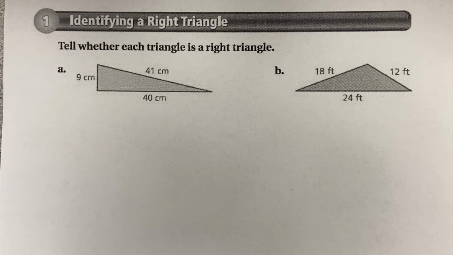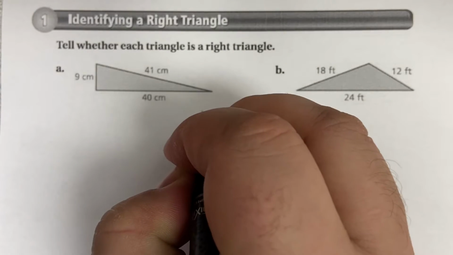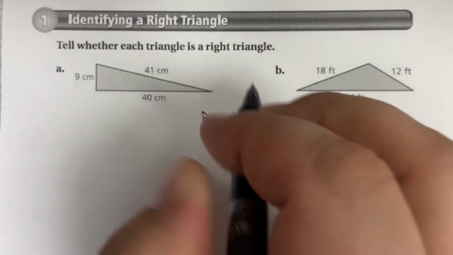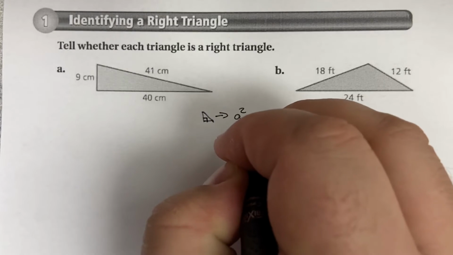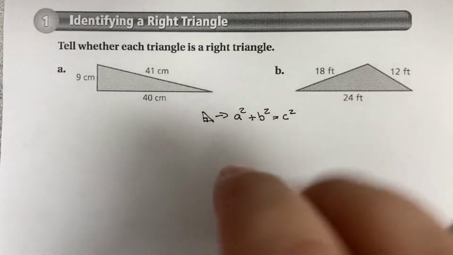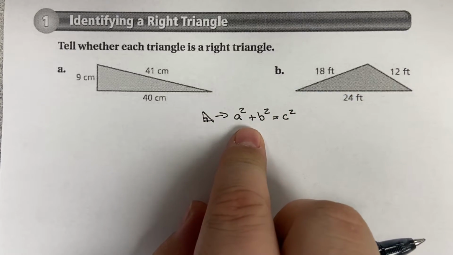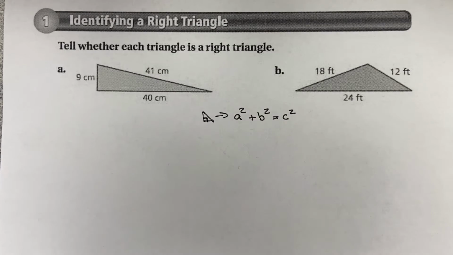Today we're going to be talking about identifying a right triangle. So we can use the Pythagorean theorem, which states that for any right triangle, the sides A, B, and C will make this a true formula or equation.